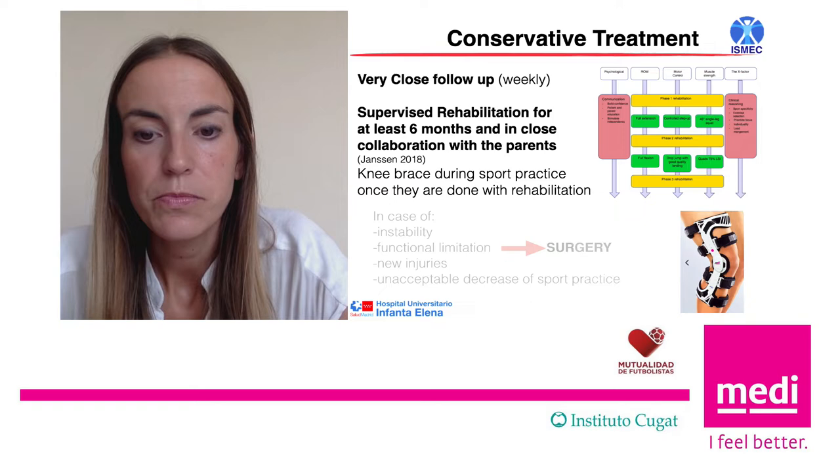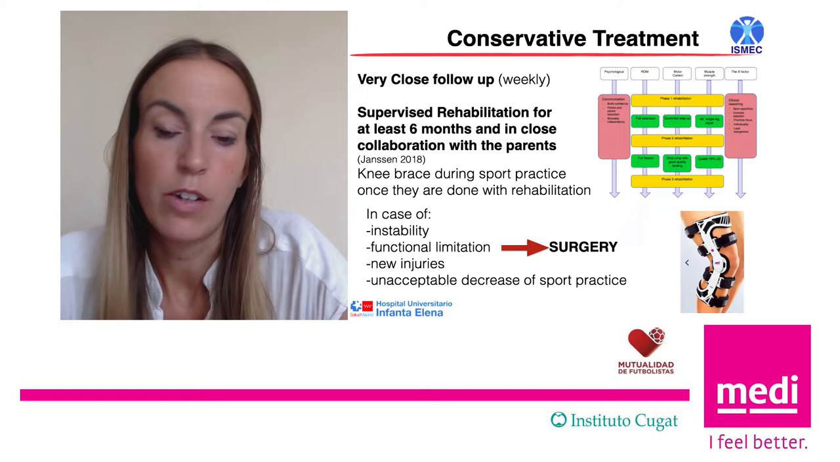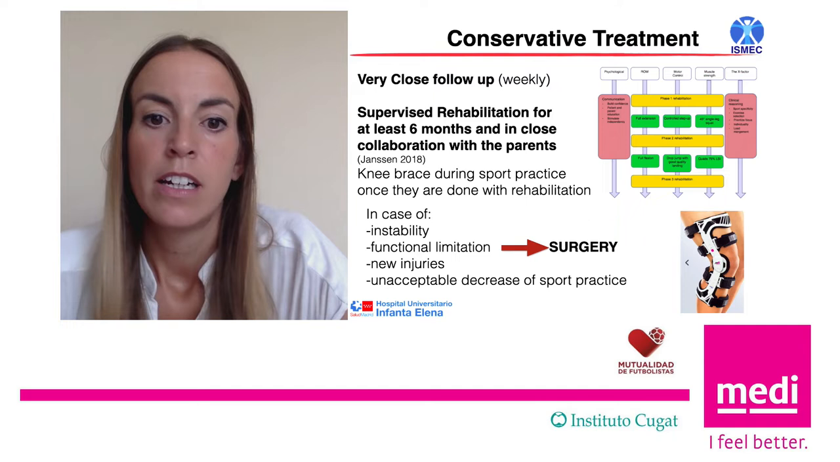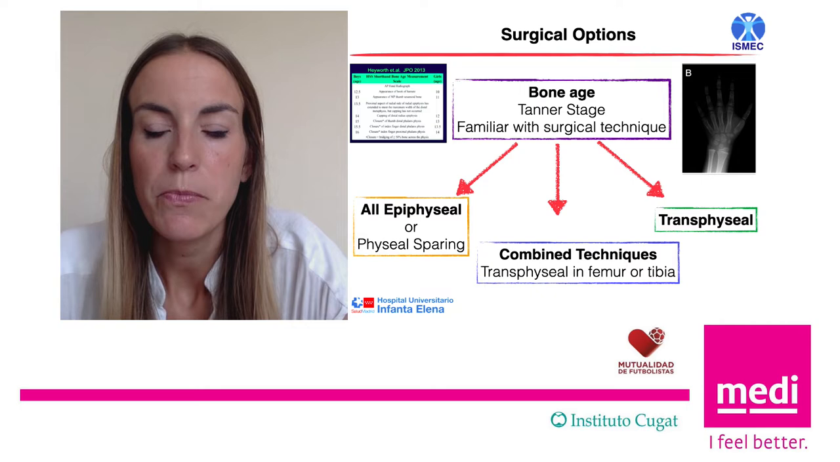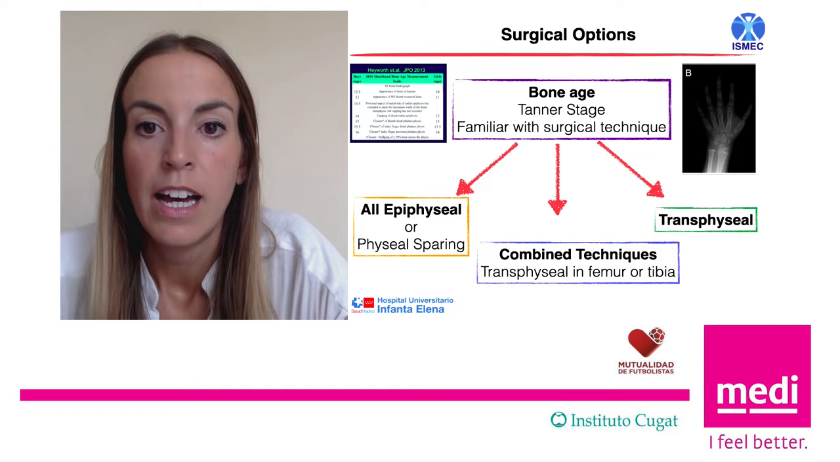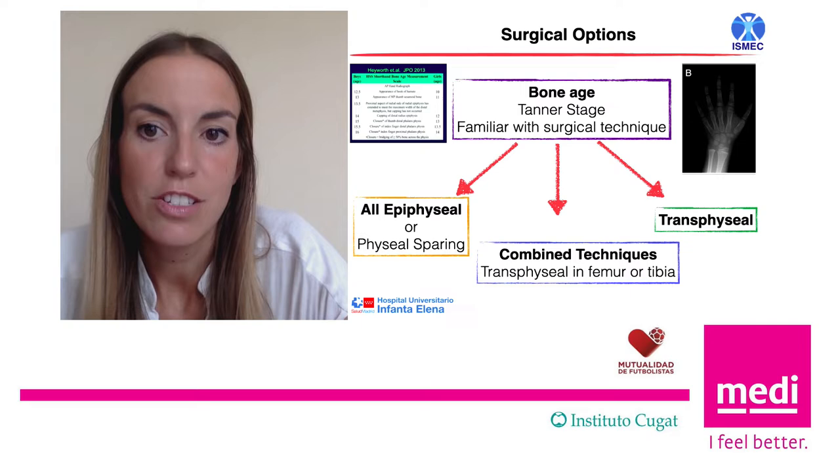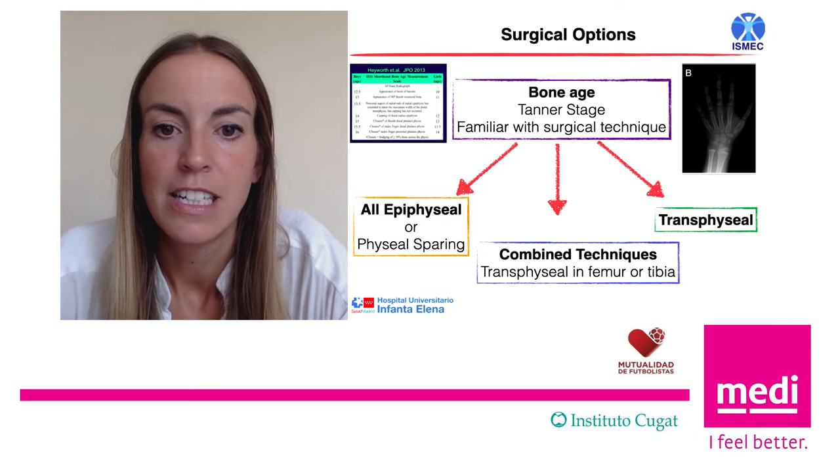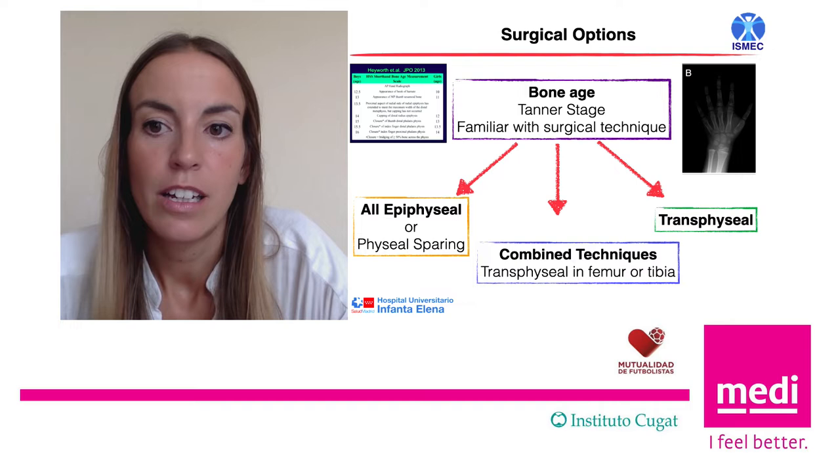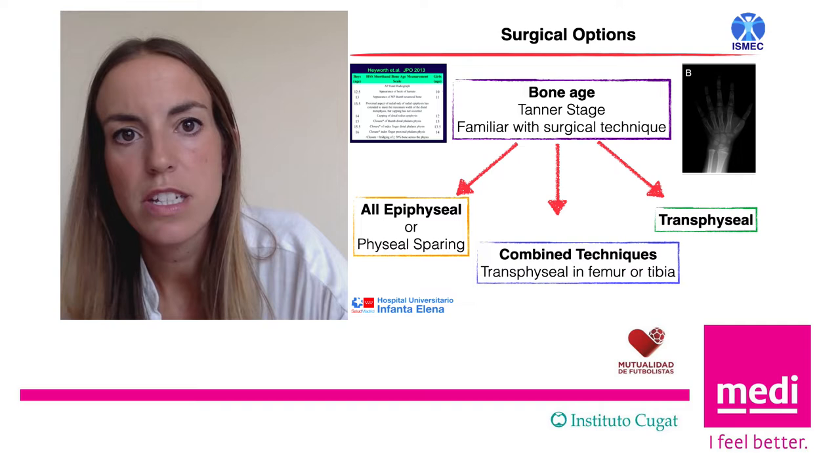But if during this follow-up, or after the rehabilitation, we see that they still have instability, functional limitation, or new injuries, or an unacceptable decrease of the sport practice, we should indicate a surgery. And which are the surgical options? Well, it depends on the bone age, as I've said, and obviously, if you are familiar or not with the surgical techniques, because there are many techniques, and it's as important not to damage the physis, but also to know really well how to do these techniques. So we could do all epiphyseal, which are the ones that don't touch the physis, the combined techniques, doing epiphyseal and transphyseal in one of the bones, and transphyseal as an adult.